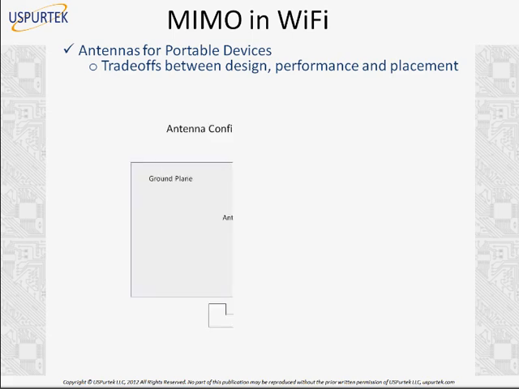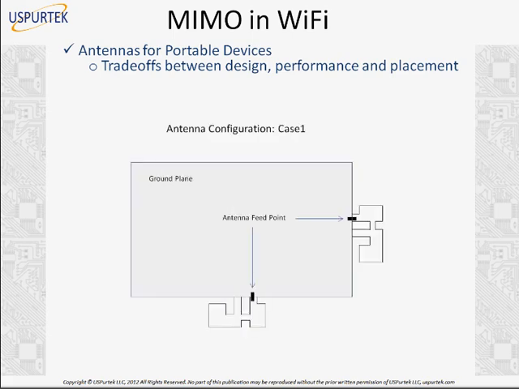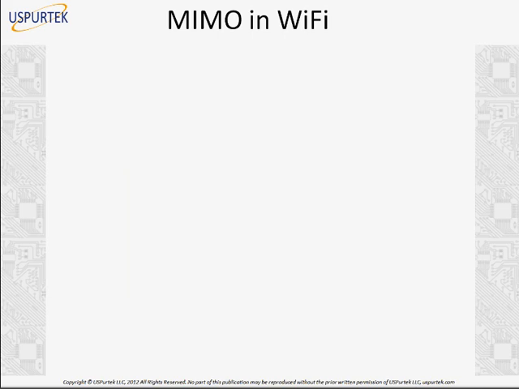Let's go to the next one, antennas for portable devices. For portable devices, as we have seen before, there are trade-offs between design, performance, and placement. All these devices are packed with so much stuff that you really have to be very creative in how you fabricate an antenna for a portable device. This is one configuration, case one, where you have two antennas in the MIMO configuration, and they are on 2 different sides of the ground plane. Here, of course, you have 2 different antenna feed points which are far apart. That will pose another problem. You need to have 2 feed points and match their impedance.